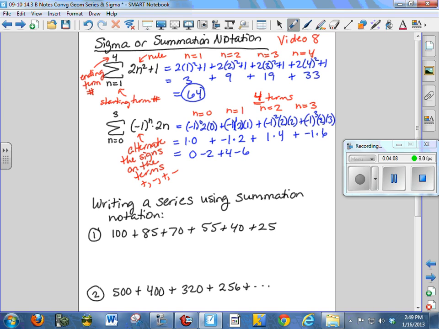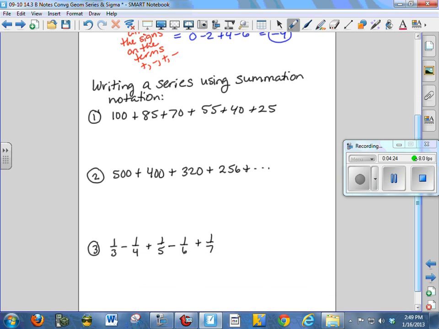And I haven't actually calculated the answer here. So I have minus 2 plus 4, which is positive 2, minus 6, which is negative 4. So negative 4 is the value of this summation notation. Now what if I want to go the other direction? What if I'm given this series of numbers, a sum that I want, and I want to express it using summation notation?